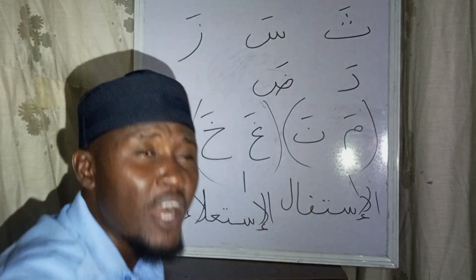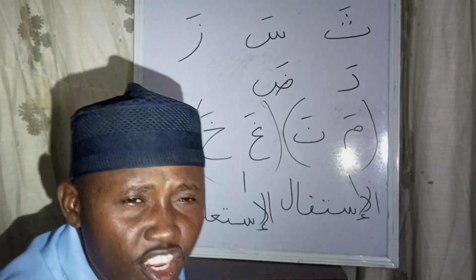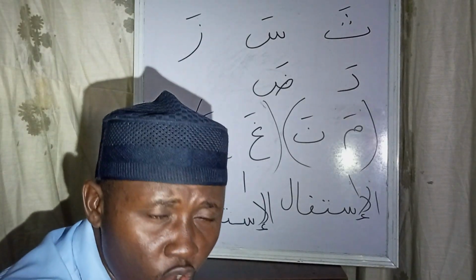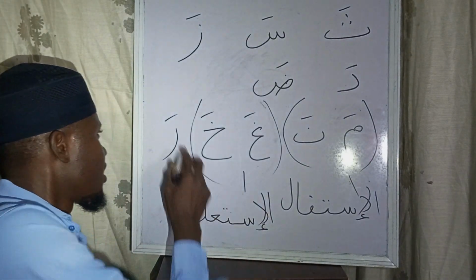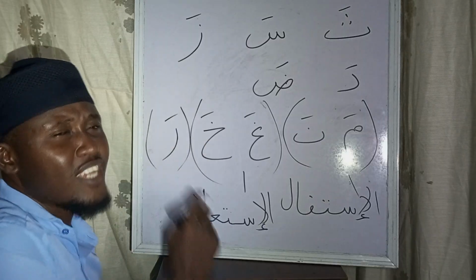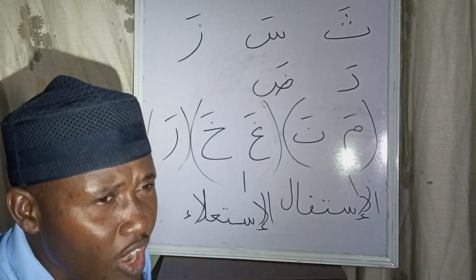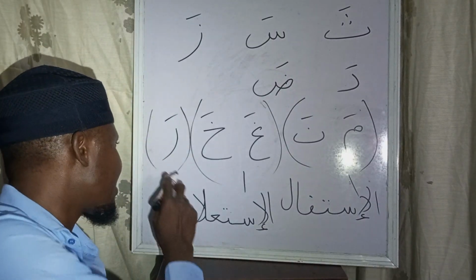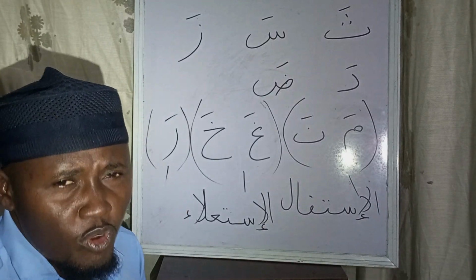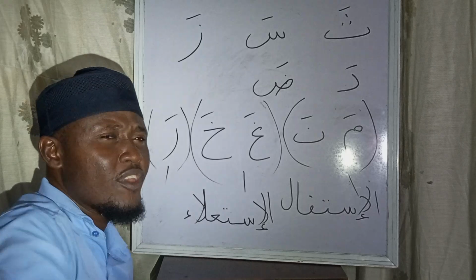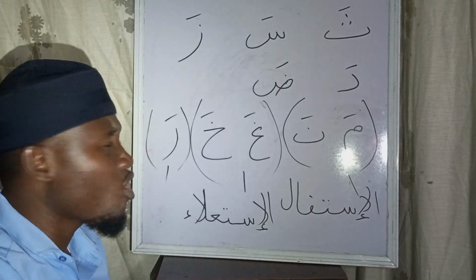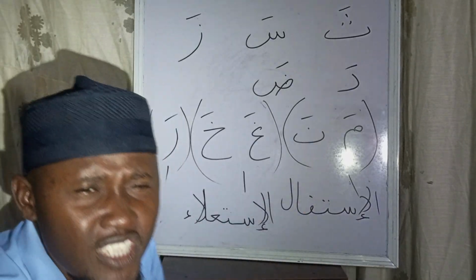This is Ma and Na, not Mo and No. And this one is pronounced as Ro and not Ra. Now, this letter is not one of those that explains isti'la. However, Ro is like in a perpetual state of tafkhim.